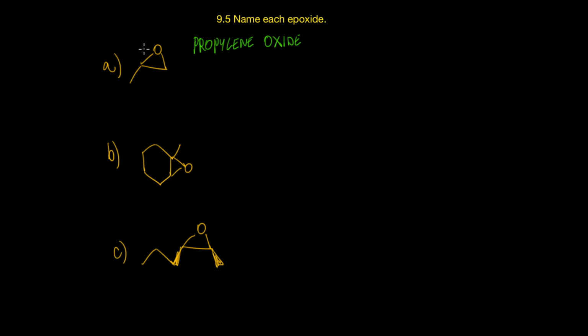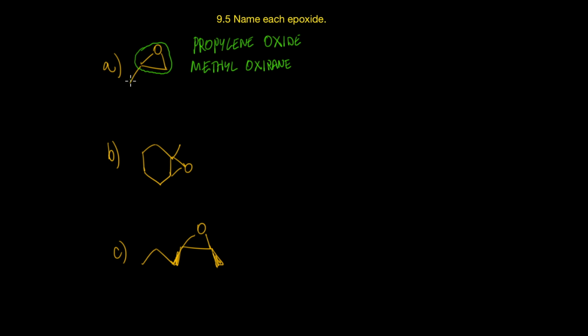Another way to name this is to look at the oxirane. This 3-membered ring is called oxirane, and we have a methyl group here. So we could name this methyl oxirane. In my opinion, that's a little bit more awkward.